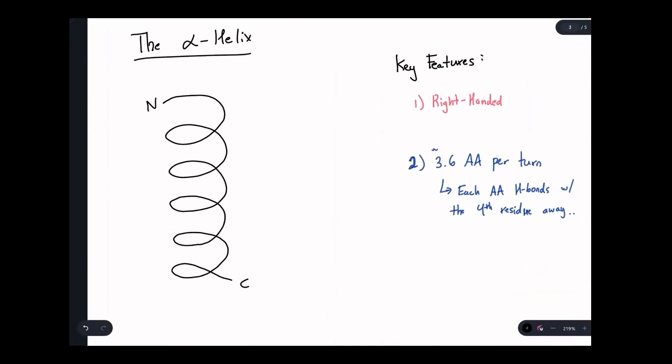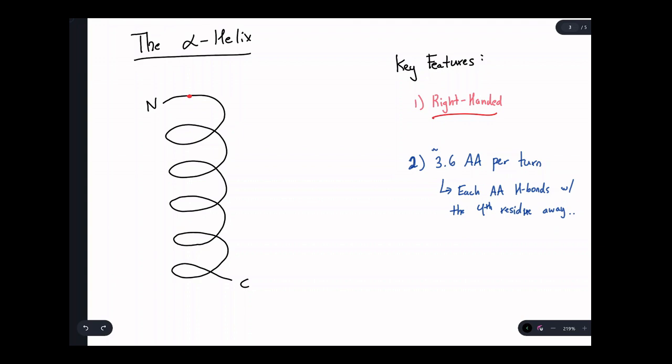So key features to pay attention to: it is right-handed, right? Similar to DNA, if we walk down the stairs, if we're imagining this is a staircase, we're constantly going to be turning right. That's how you can tell it's a right-handed helix. And approximately 3.6 amino acids per turn.